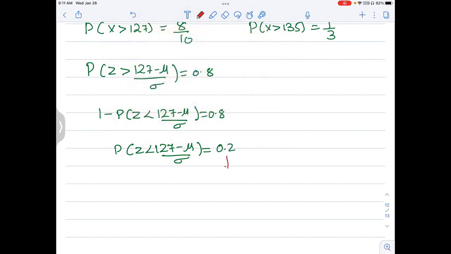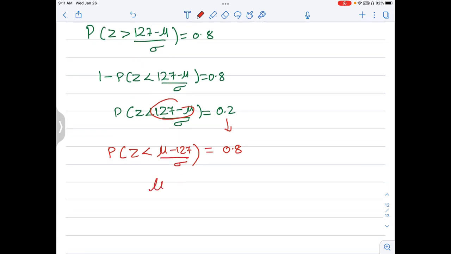This 0.2 will not be there in the table, since it is less than 0.5, because the table starts from 0.5. So subtract once again from 1. Directly you cannot subtract like that. To nullify that effect, swap it: 127 minus mu becomes mu minus 127. So (mu minus 127)/sigma corresponds to 0.8. From the table, it should be giving 0.842.